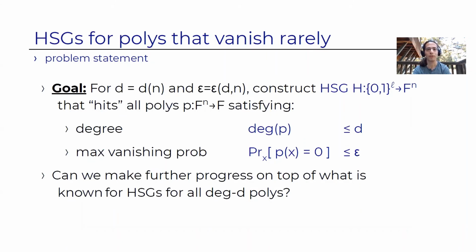So let's be a bit more formal. We fix two parameters, d and epsilon. d is the degree and epsilon quantifies the "rarely" in "vanish rarely". And we want to construct a hitting set generator that hits all non-zero polynomials from F^n to F, whose total degree is at most d, and whose maximal vanishing probability is at most epsilon. Or, more formally, the probability over a random input x that p(x) equals 0 is at most epsilon. And an underlying question here is, can we make further progress on top of what is already known for all degree d polynomials?